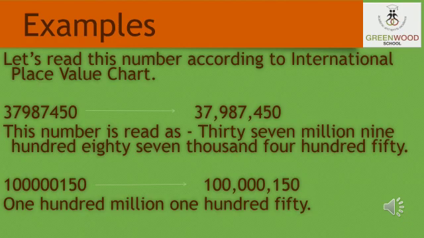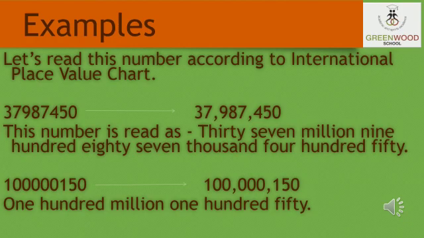After that, number is 987. In which period? 1000 period. So it is 987,000. Ones period you all know. Yes, it is 450. So this number is read as 37,987,450. Now solve example number 2. First step, correct.